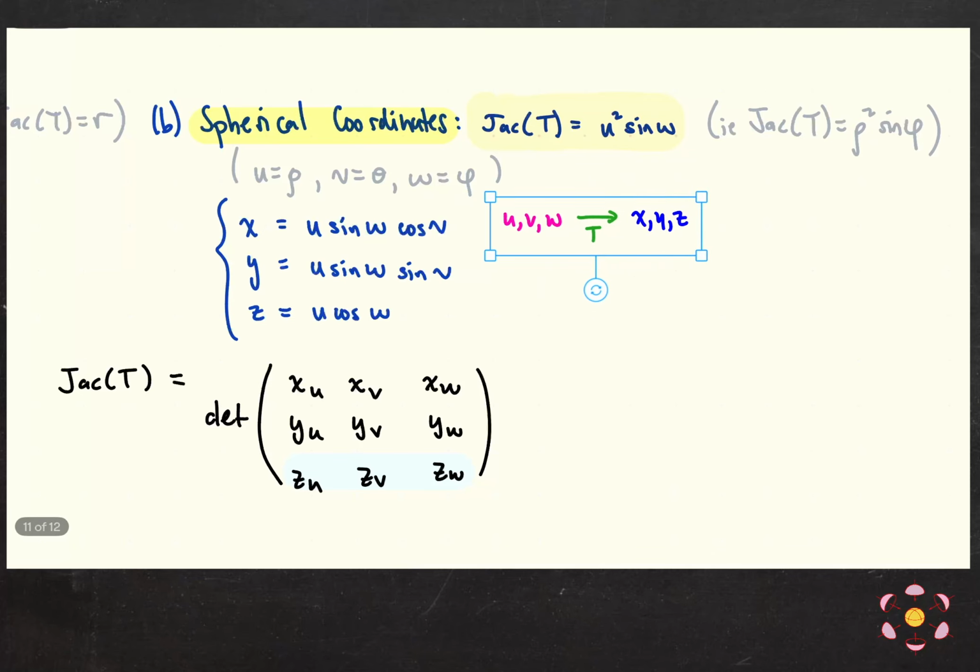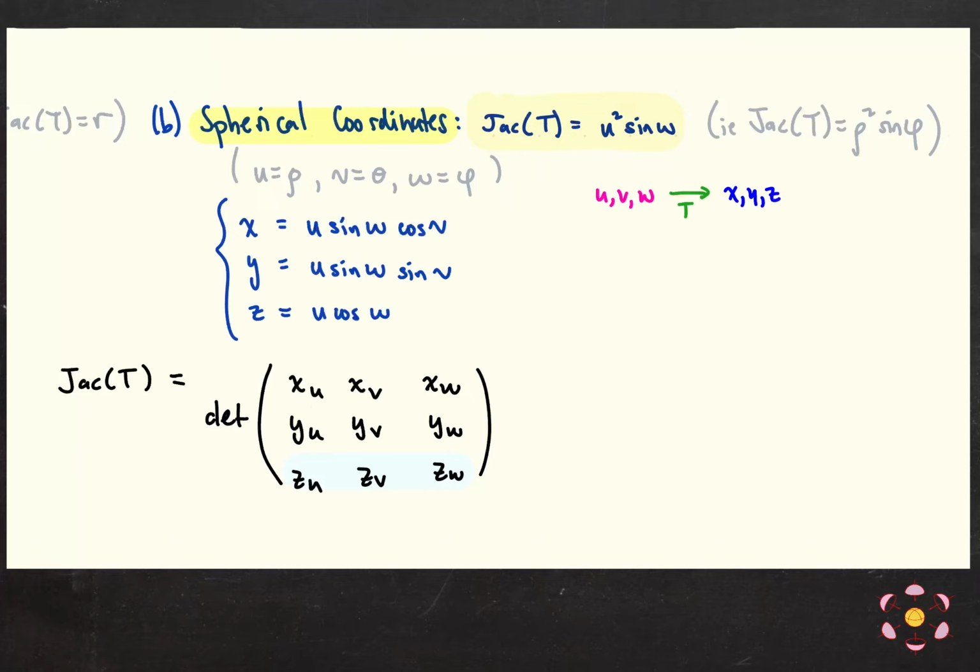So I find this pretty helpful here. Okay, so again, we've got our transformation T given by these equations here. And let's go row by row. So let's start by calculating the partial derivatives with respect to the 3 different variables.